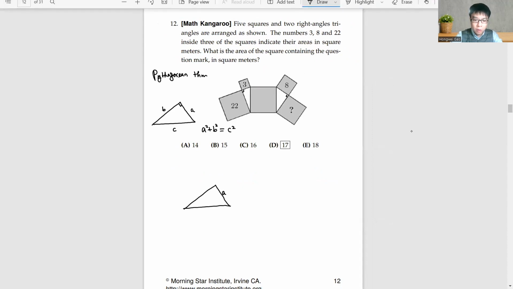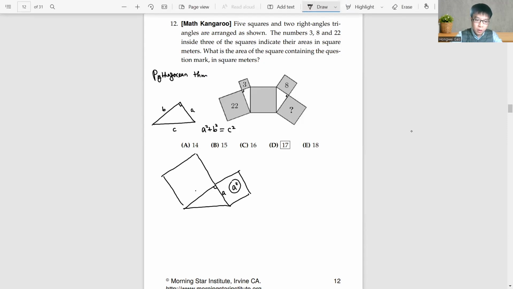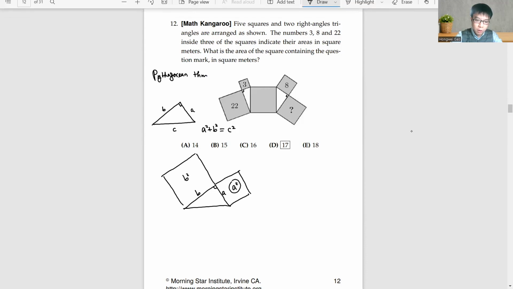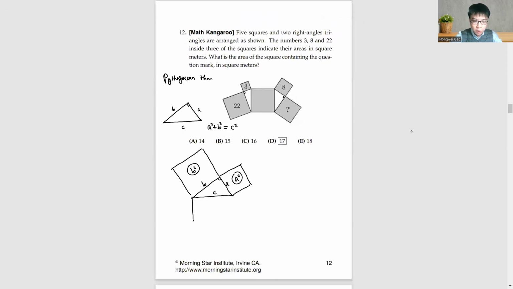In other words, this A squared corresponds to the area of a square with side length A. So we can draw a square with side A. So A squared means the area in this direction. B squared corresponds to the area of a square with side length B. So this B squared means the area. Similarly, C squared is this largest square.